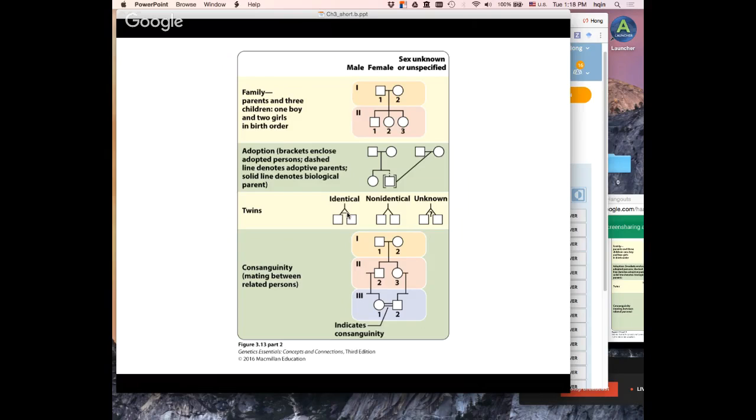Identical twins or non-identical twins. Identical twins will have exactly the same genotype. Non-identical twins will be kind of siblings, in a way. Mating between related persons will have this double line. Those are just conventions. Someone made the rule and everybody follows it.